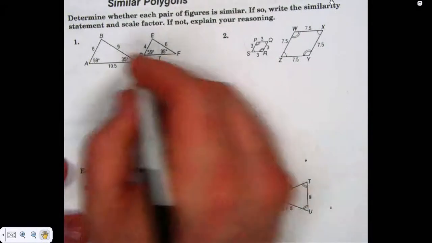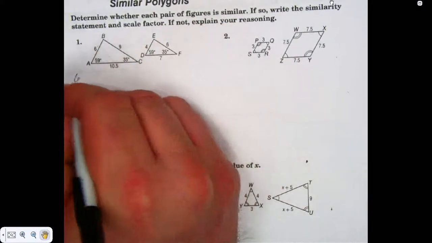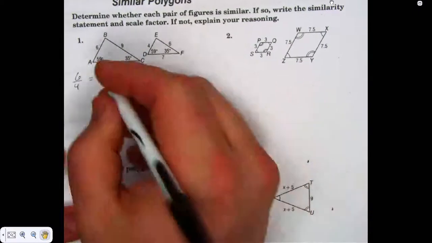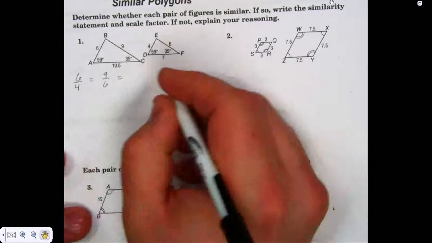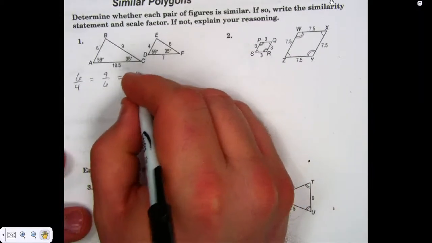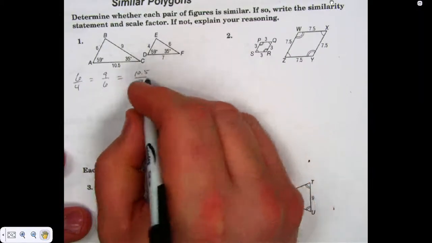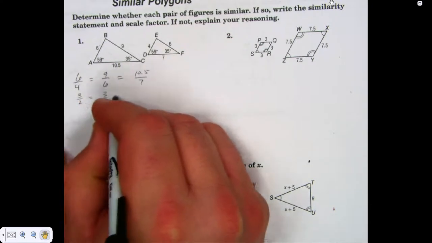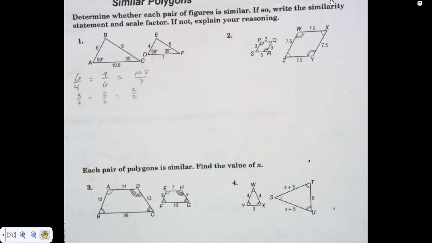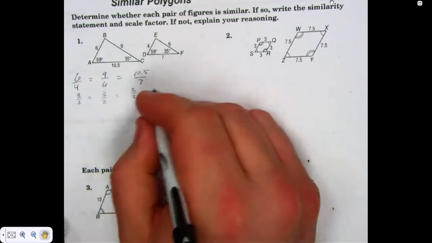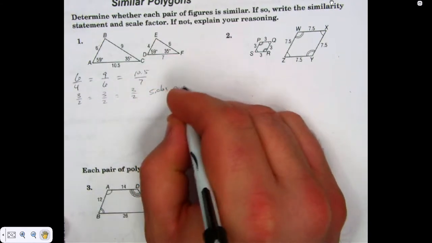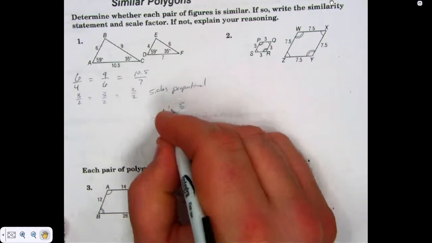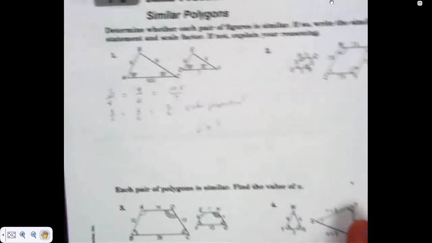On this one, what you're supposed to say is see if 6 over 4 equals 9 over 6, and see if it equals 10.5 over 7. And what you find is 3 over 2, 3 over 2, 3 over 2, right? So we're good with the sides. Sides are proportional. The only thing left, the angles must be congruent.